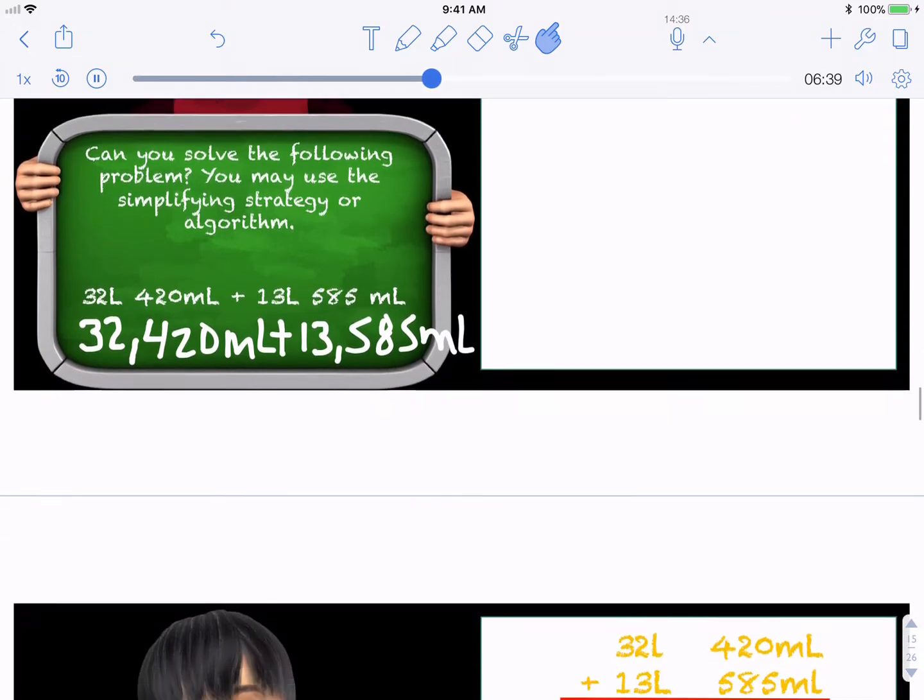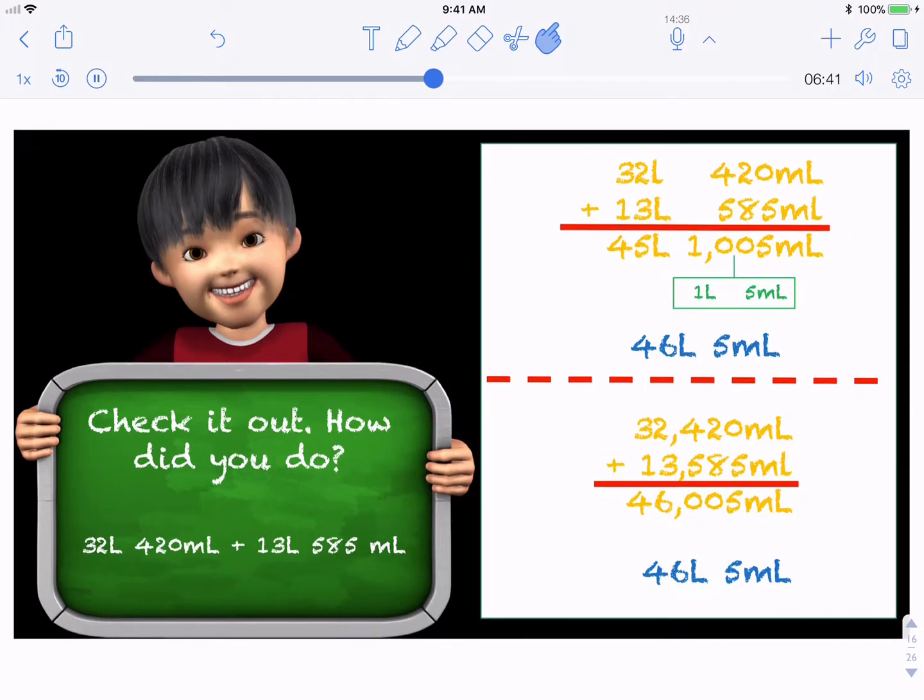Okay, check it out. How did you do? Your answer should have been 46 liters, 5 milliliters. Now, I showed you an example of both strategy and algorithm. So if you choose to simplify, or if you choose to solve with the algorithm method, you will get the same answer both times. So look at what we did here. Look at how you solved it.